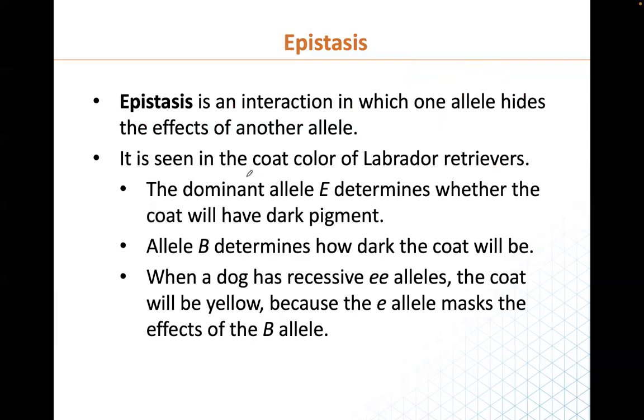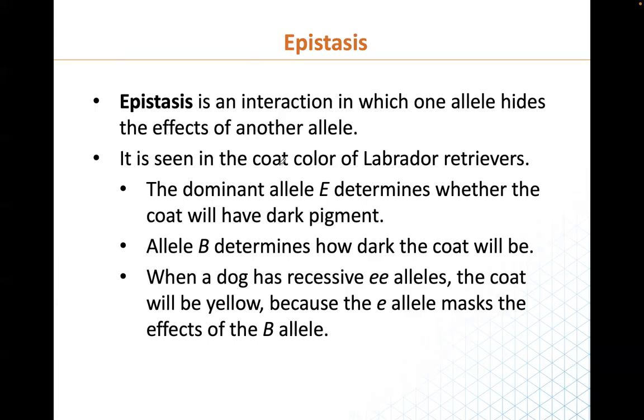The other one is epistasis. Epistasis is an interaction in which one allele hides the effect of another allele. One allele would cover up the effect of the other one. It's not that it actually dominates it. It's there, but it's covering up the effects of it.